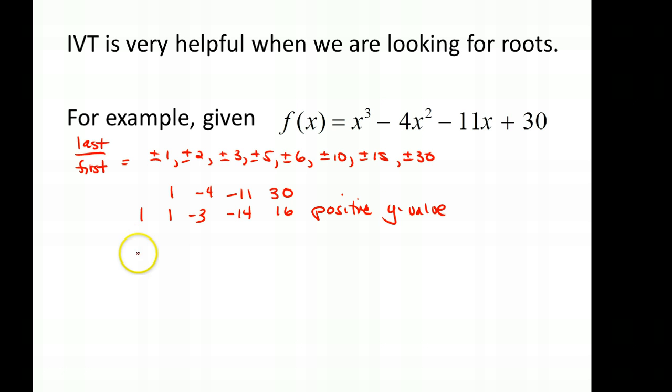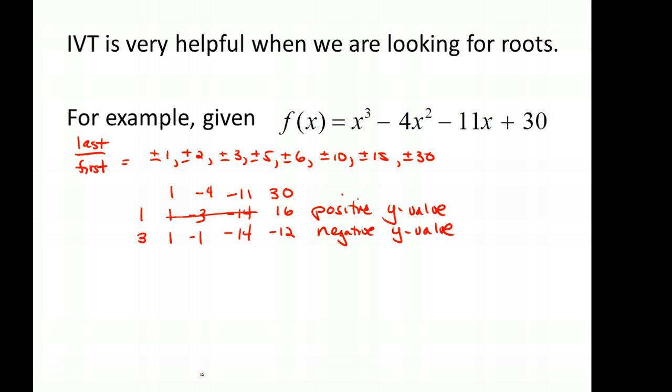Okay, now I'm going to try 3. That doesn't work, but I know that f of 1 is equal to 16. Now I'm going to try 3. It's negative 1. It's negative 14. And then that would be negative 42, so that's negative 12. So here's a negative y value. So I plugged in 1 and I get 16, which is positive. I plugged in 3 and I get negative 12, which is negative. So I know that there is some x value between 1 and 3 such that its y value is 0.